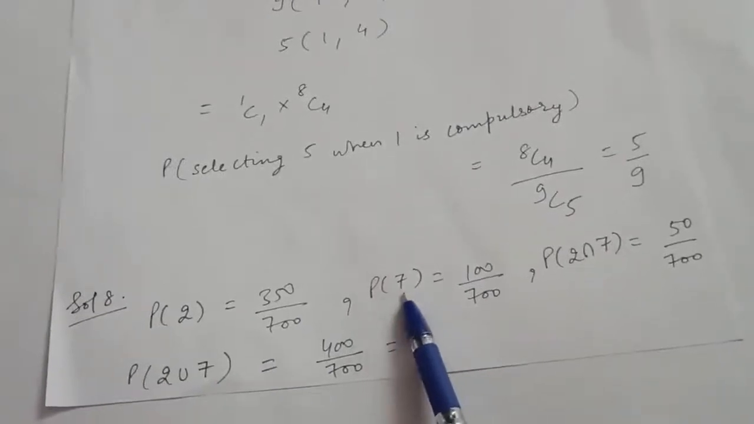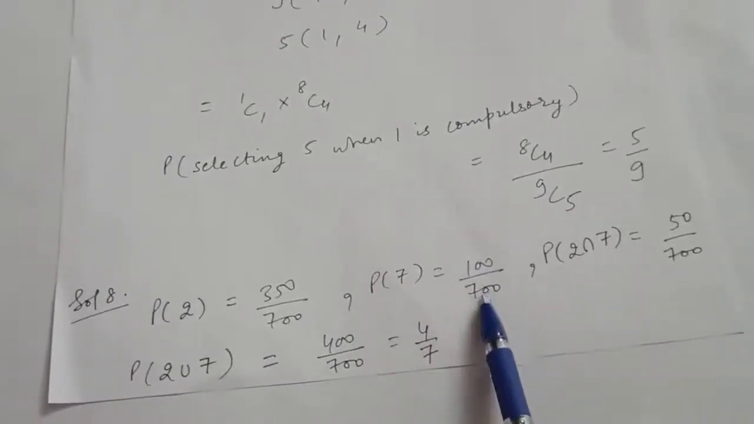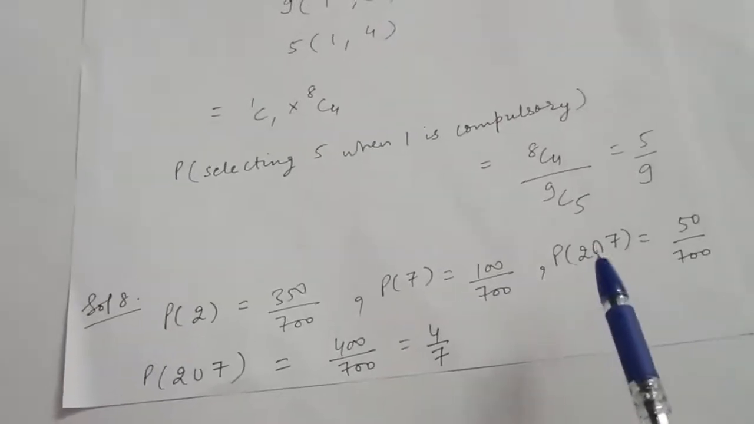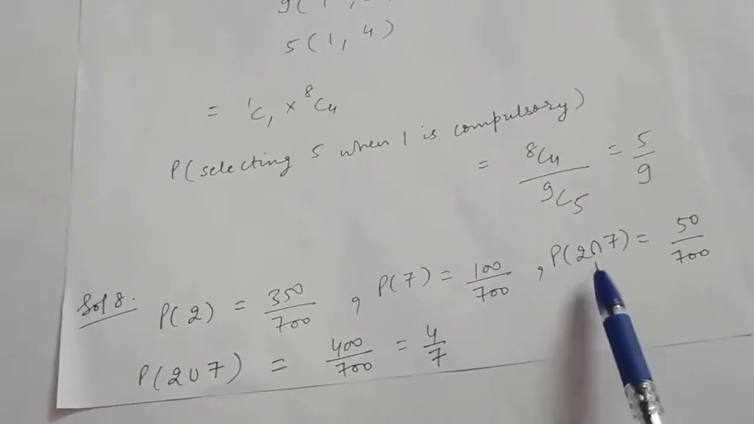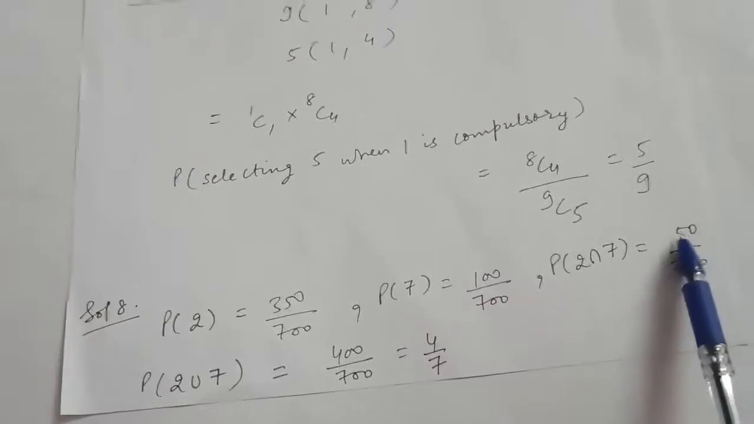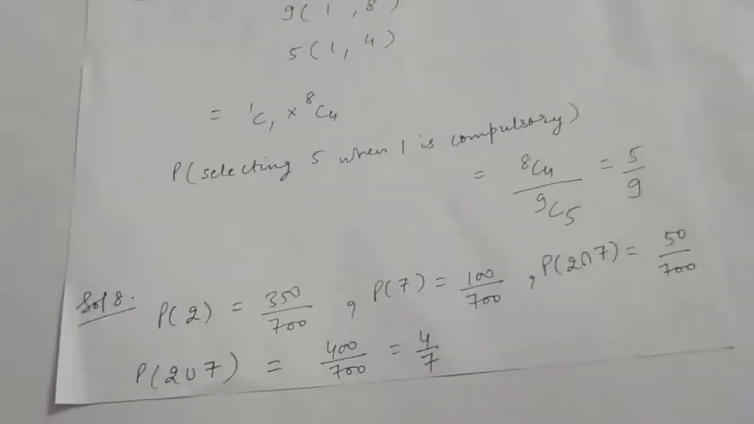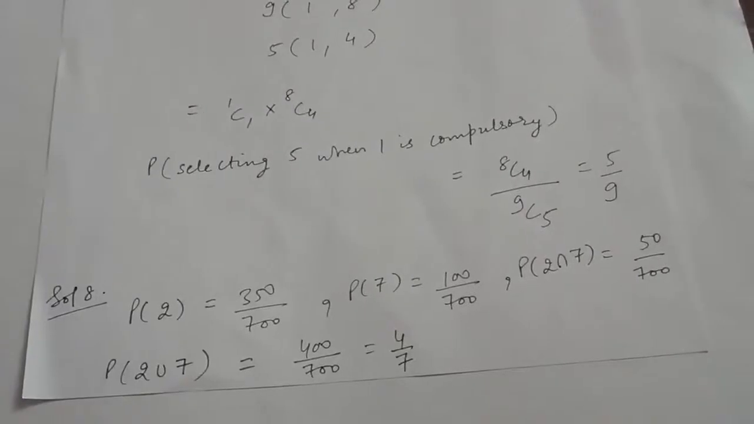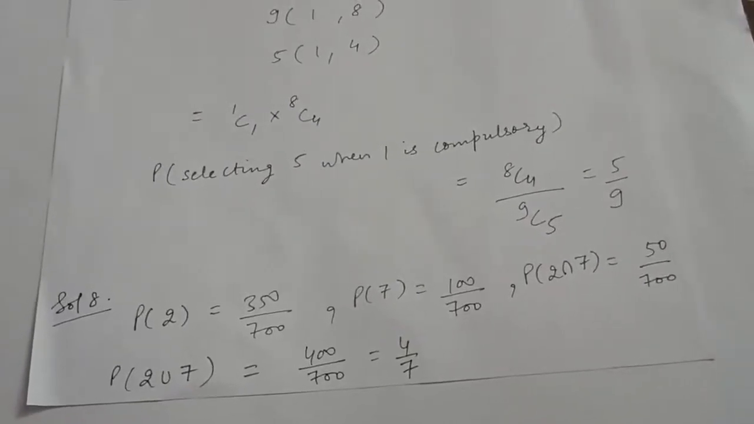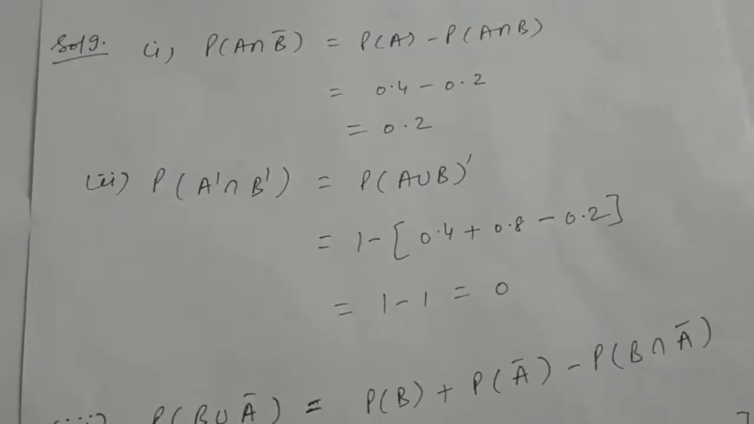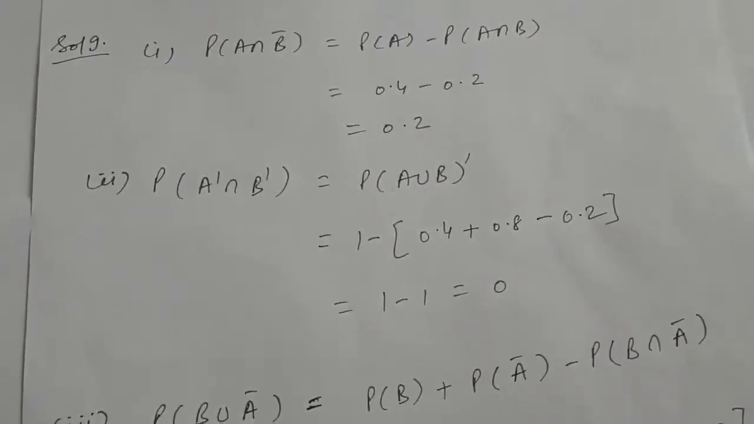Now probability that the number is divisible by 7 will be 100/700, and probability that the number is divisible by both 2 and 7, that is by the LCM of these numbers, that is the numbers which are divisible by 14 from 1 to 700, is 50. So the probability will be 50 upon 700. Now for probability of 2 union 7, all the values are known to us. Put in the formula and you'll get the answer as 4 by 7. Question number 9 is probability of A, probability of B and probability of A intersection B is given to us.